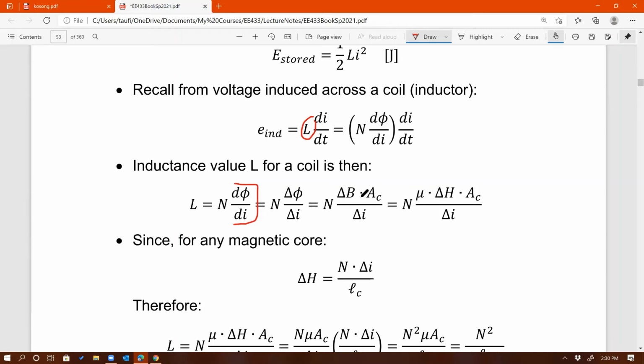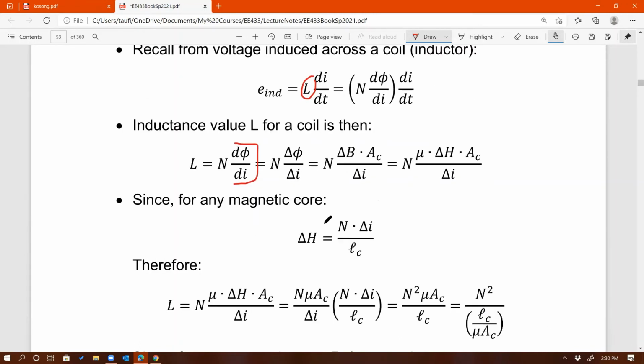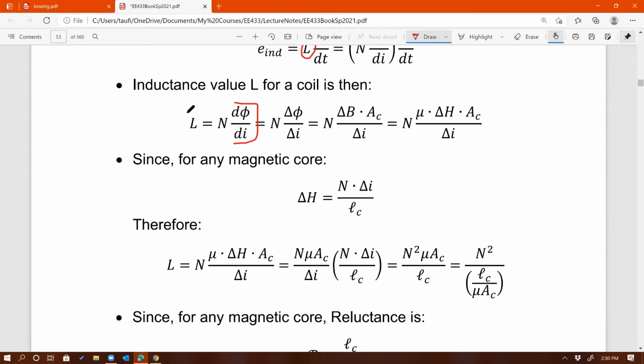And then I know that B by itself is related to H, right? Mu times delta H times A, okay? And then we also know that delta H is related to I, right? It's equal to N I over LC. So if it's delta H, that's going to be N delta I over LC. Okay, so now the new equation for L for our inductor is going to be a longer equation, right?